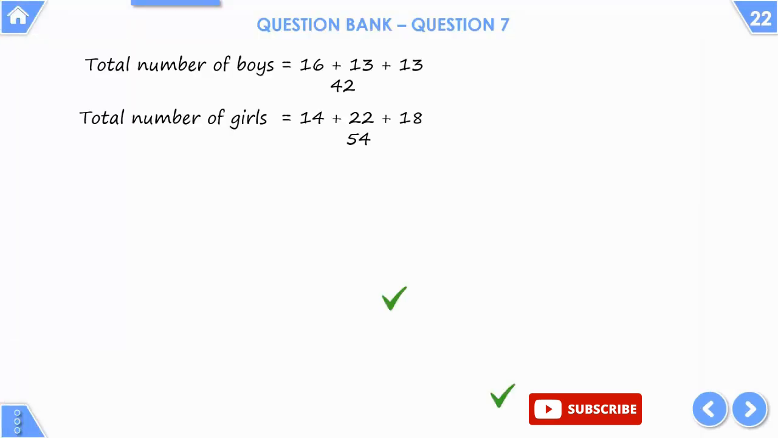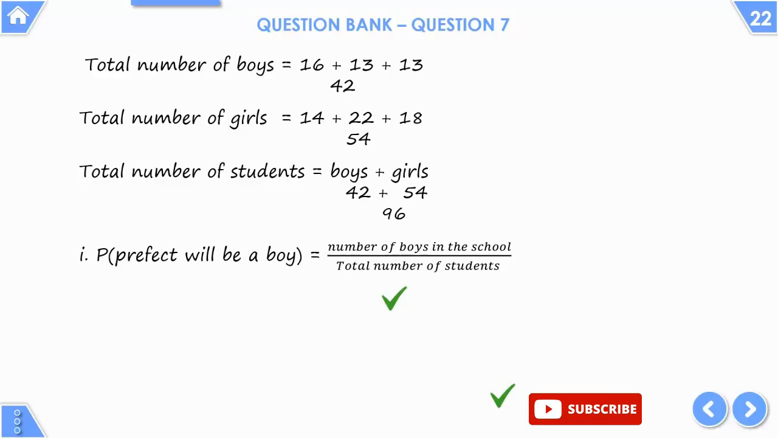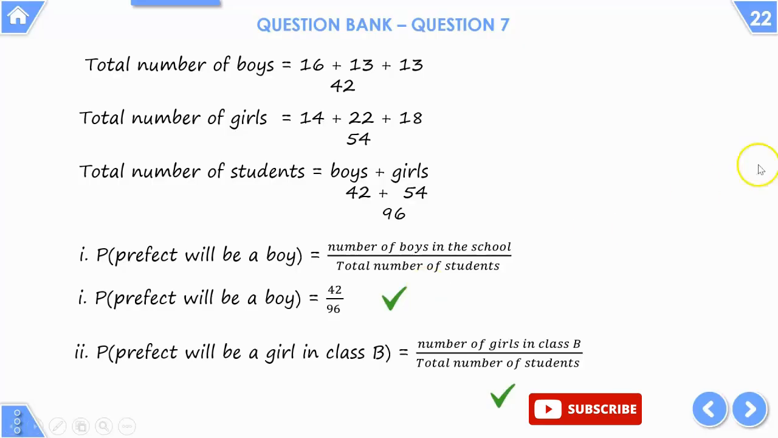So we have something like this. Total number of boys is 42 from the 3 classes. Total number of girls, 54 from the 3 classes as well. And then the total number of students is 96. That is the total of the boys and the girls. So the prefect will be a boy: number of boys in the school over total number of students. And that gives us 42 over 96, right? 42 over 96, we can cancel that out to become, yes, 7 out of 16. Check it with your calculator well and simplify.